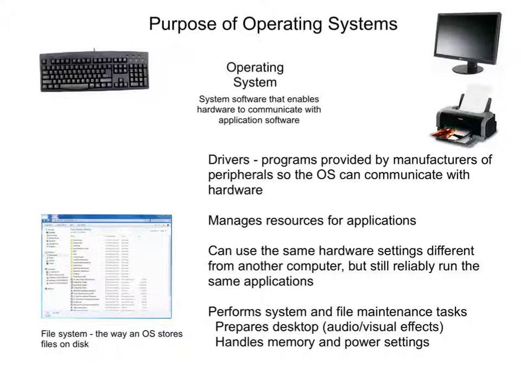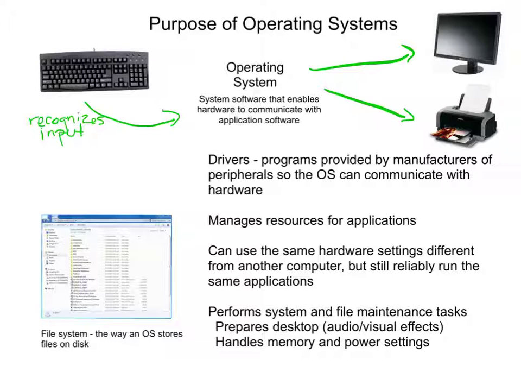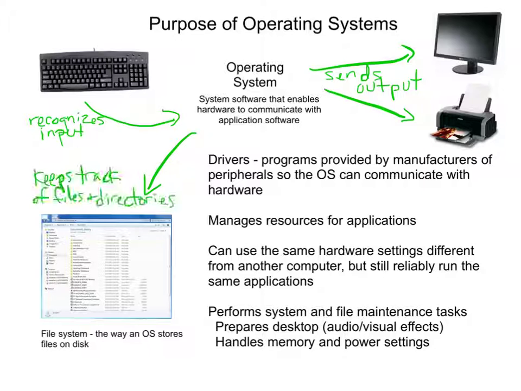By definition, operating systems are system software that enables hardware to communicate with application software. So let's figure out the purpose of our operating system. Well, first, it recognizes input from an input device. Second, it sends output to output devices such as monitors and printers. It also keeps track of files, folders, and directories. It controls devices like the monitor and the printer and the keyboard.